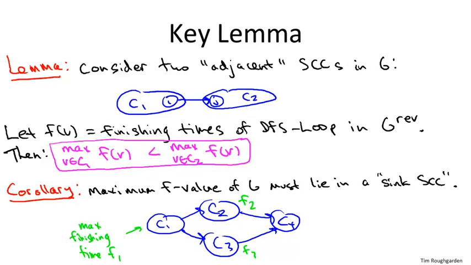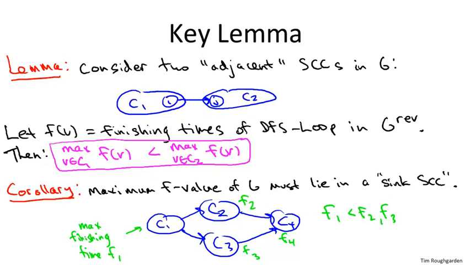So now we have four different opportunities to apply this lemma, right? There's four different pairs of adjacent SCCs. And so what do we find? We find that, well, comparing F1 and F2, because C2 comes after C1, that is, there's an arc from C1 to C2, the max finishing time in C2 has to be bigger than that in C1. That is, F2 is bigger than F1.